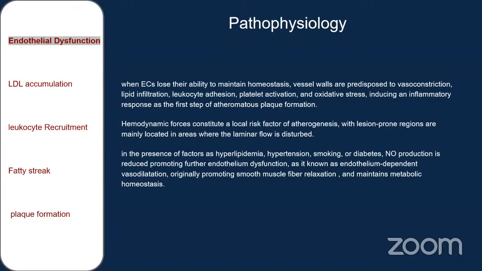Starting with the first step of the pathophysiology, endothelial dysfunction. When endothelial cells lose their ability to maintain homeostasis, vessel walls are predisposed to vasoconstriction, lipid infiltration, leukocyte adhesion, platelet activation, and oxidative stress, including an inflammatory response as the first step of atheromatous plaque formation. Hemodynamic forces constitute a local risk factor of atherogenesis, where the lesion-prone regions are mainly located in the areas where the laminar flow is disturbed. In the presence of factors such as hyperlipidemia, hypertension, smoking, or diabetes, nitric oxide production is reduced, promoting further endothelial dysfunction. It is known as endothelium-dependent vasodilatation, which originally promotes smooth muscle fiber relaxation and maintains metabolic homeostasis.